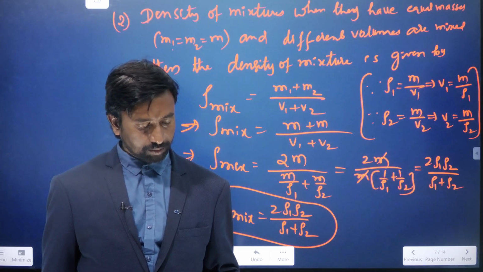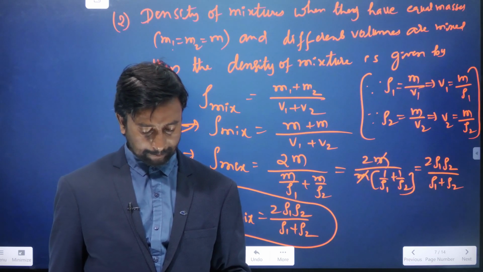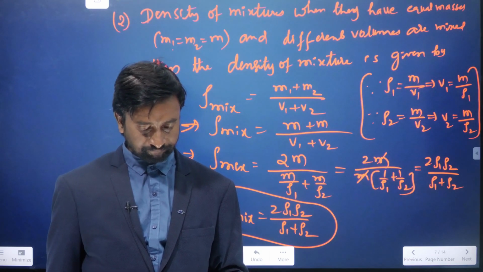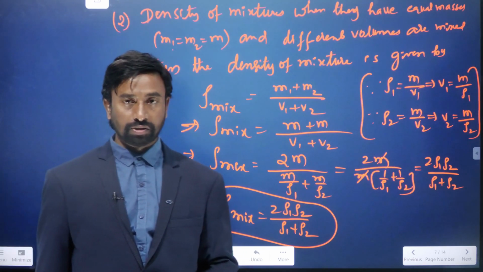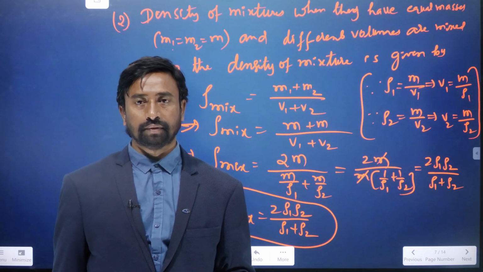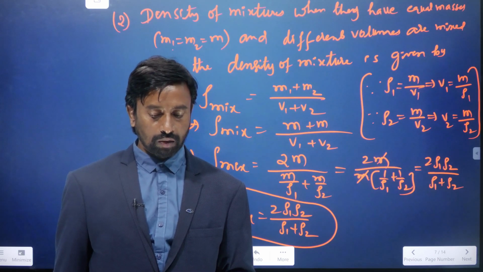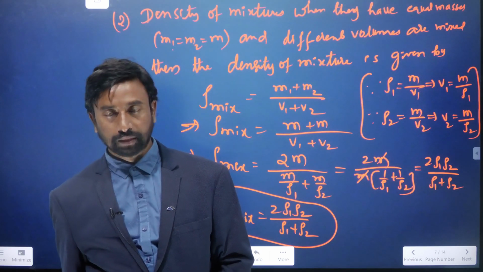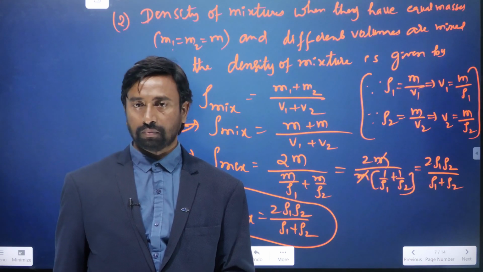Next factor, that is thrust. Okay. Then pressure. So these are all the factors which affect the density of the substance. Now we'll see how the density is affected due to the variation of the temperature of the body.